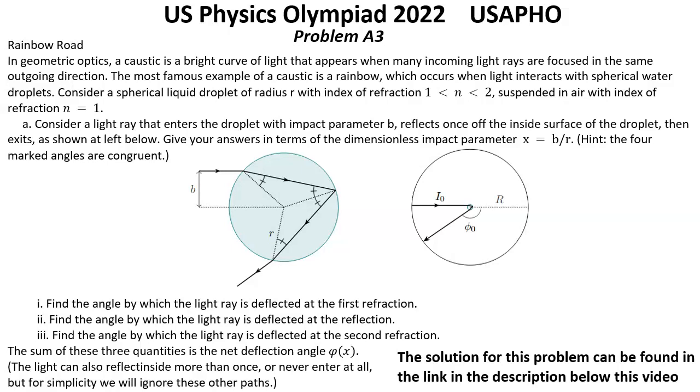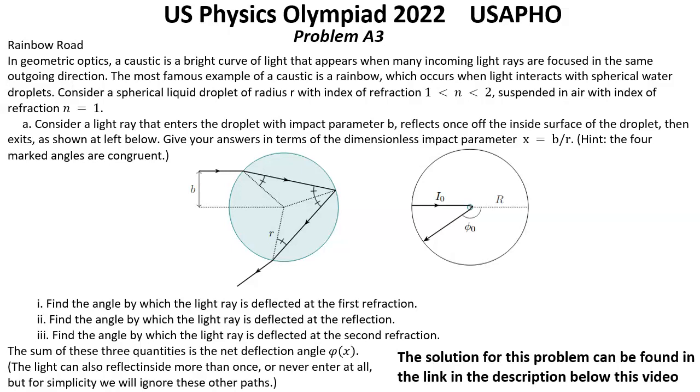Consider a spherical liquid droplet of radius r with the index of refraction 1 less than n less than 2, suspended in air with index of refraction n equal 1. Question A. Consider a light ray that enters the droplet with the impact parameter b, reflects once off the inside surface of the droplet, then exits, as shown at the left below. Give your answer in terms of the dimensionless impact parameter x equal b over r.